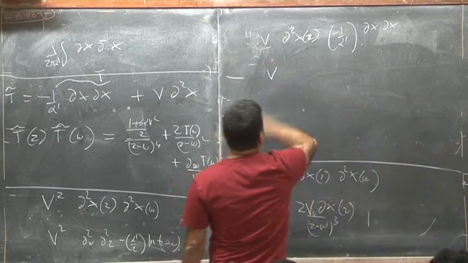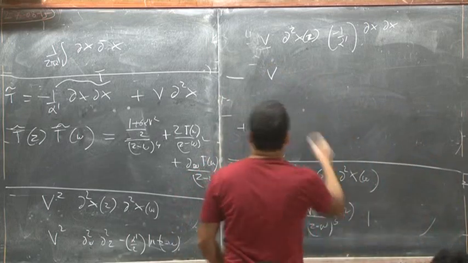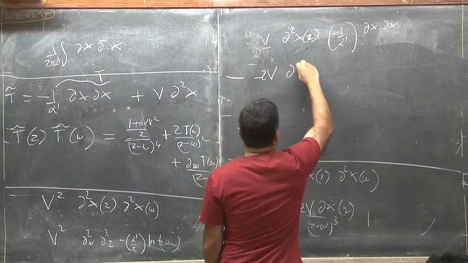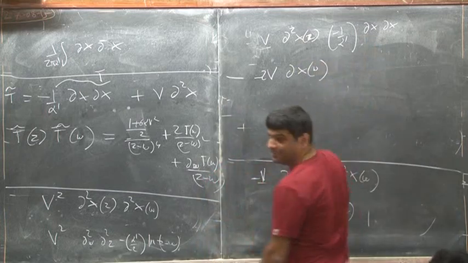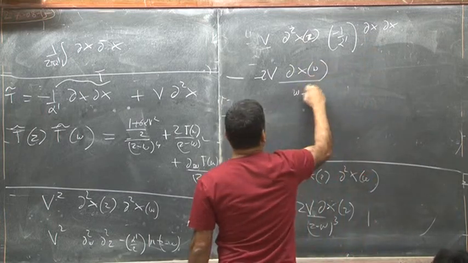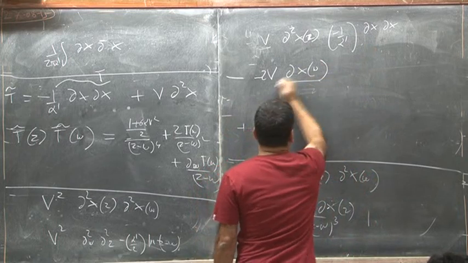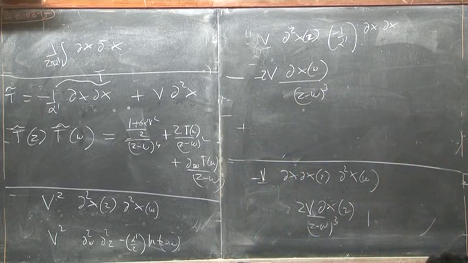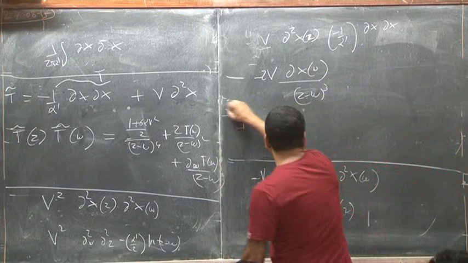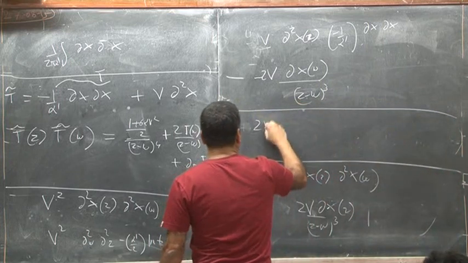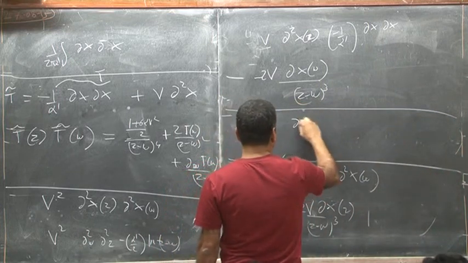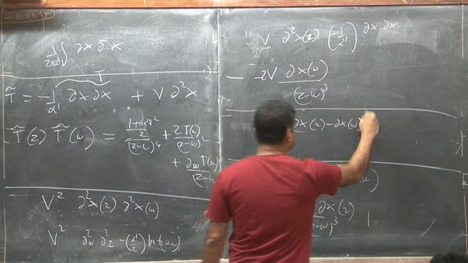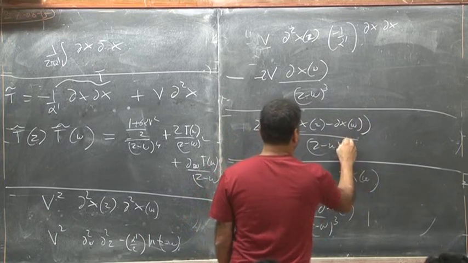Okay? And so we get v into the same thing we got here. Then minus 2v del x. This time what's left behind is del x and w. Okay? Over w minus z. Z minus w is over 2. Now let's put them together. When we put them together, we get 2v into del x of z minus del x of w over z minus w is only 2.